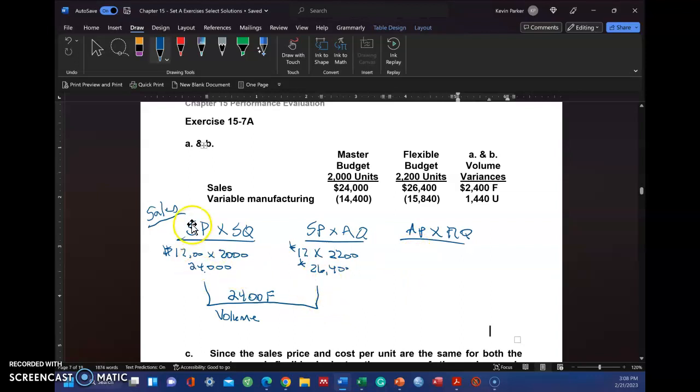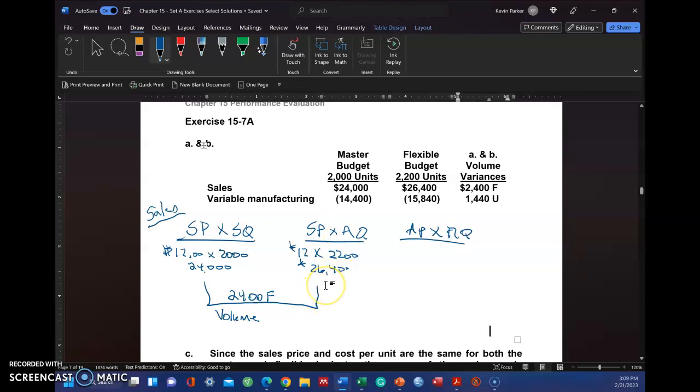The standard price, according to what we just looked at in exercise 15-2, was $12. The standard quantity was 2,000. They ended up selling more units. They sold 2,200 units. Good for them. So 12 times 2,000 is 24,000. 12 times 2,200 is 26,400. Now, normally, if this is an expense, I'd say budget was 24,000, and the standard cost based on actual quantity was 26,400, unfavorable.